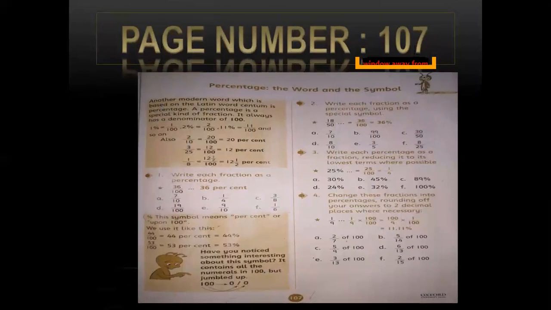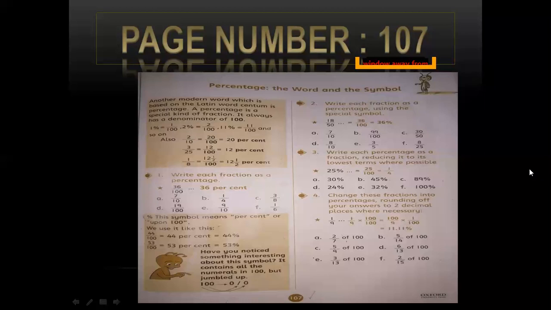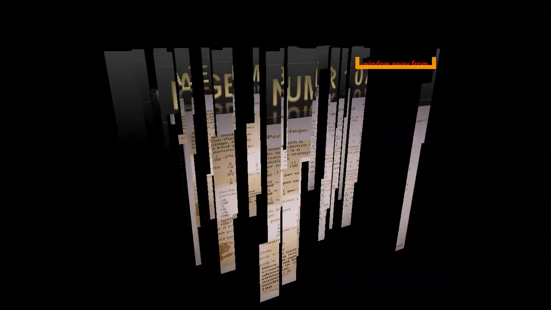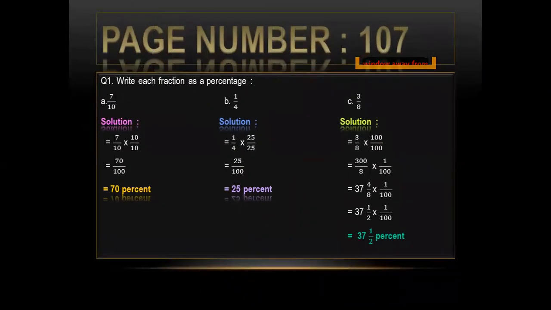On page 107, there are 4 pages, and all the pages are included in our scheme. Sorry, all the questions of this page are included in our scheme. Question number 1 is: write each fraction as a percentage.